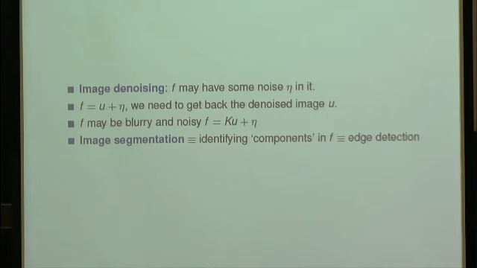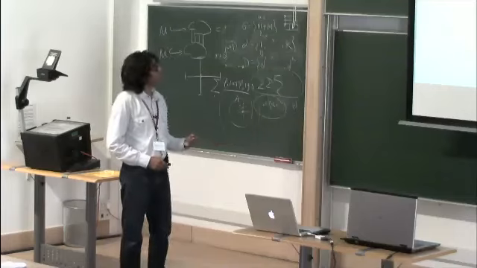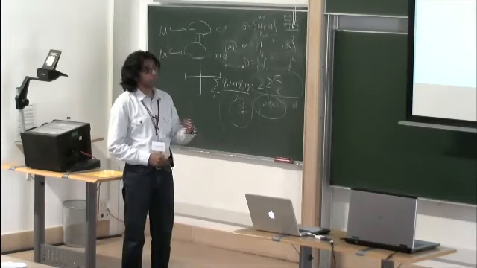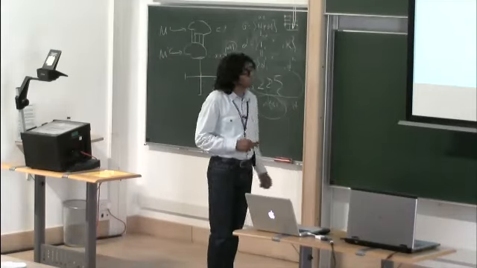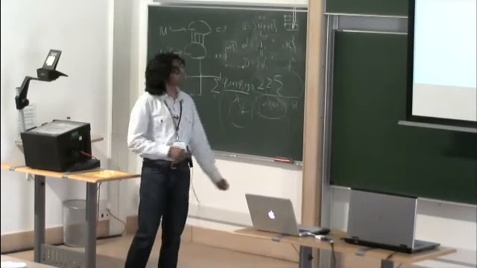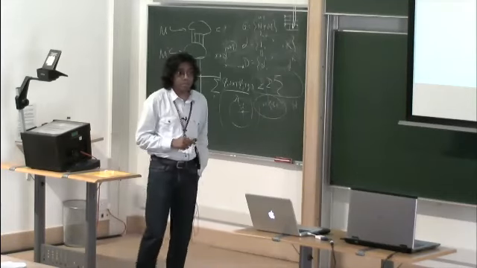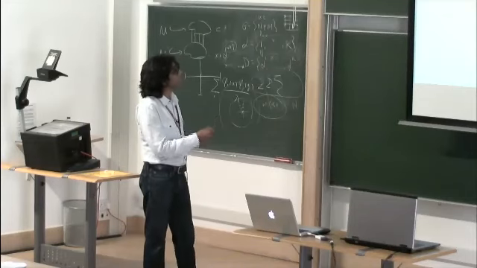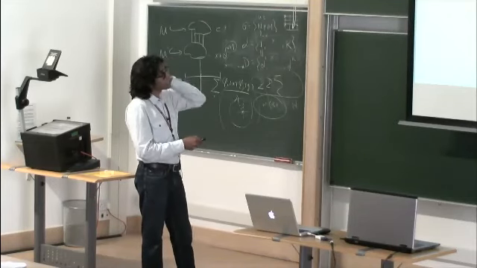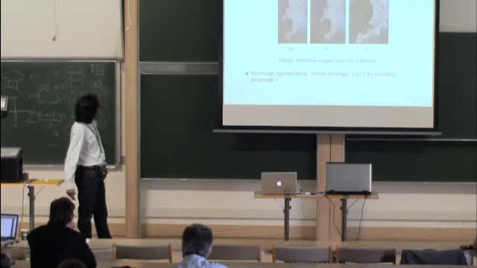So classically we have these few problems, image denoising, where you have an image f which is given to you and you want to find out what is the noise in it. You want to find out the true image, eliminate the noise. So f is equal to u plus eta, eta is the noise, we need to get back the denoised image. So f may be blurry and noisy, so that means you have this blurring parameter k, blurring operator, which could be a convolution with some kernel, and then you have image segmentation problem, identifying the components in the given image, which is related to the edge detection.